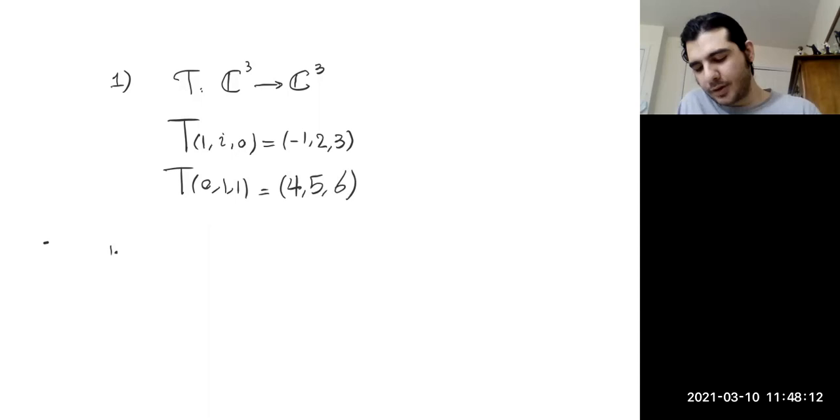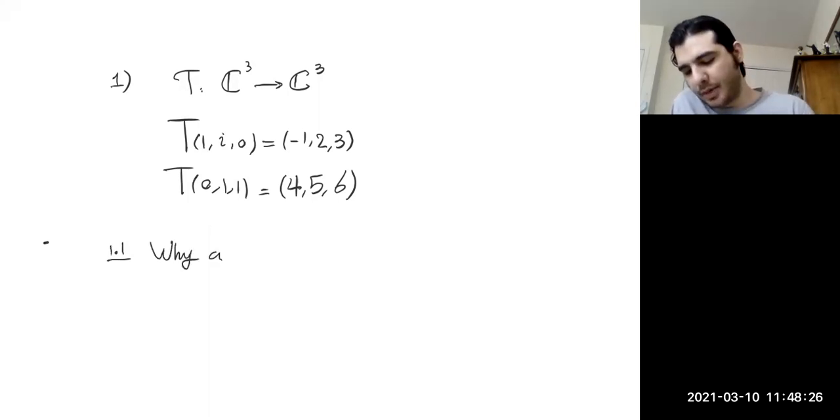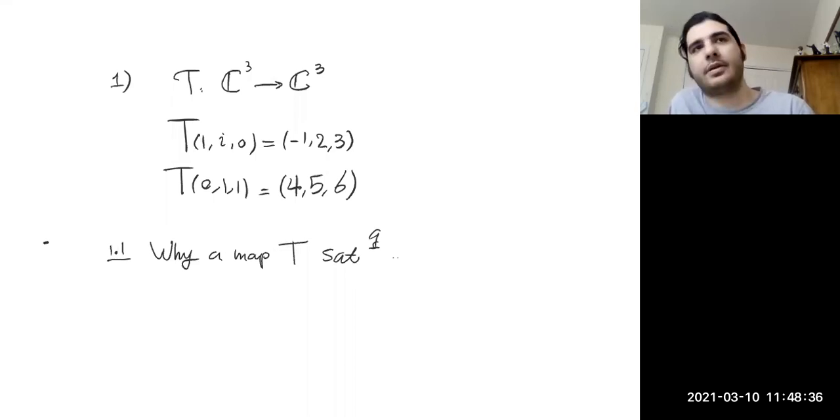And then the first part of the question was this. Explain why a map T satisfying these conditions exists. Why a map T satisfying the conditions above exists. Okay, so the answer to this question is pretty simple.